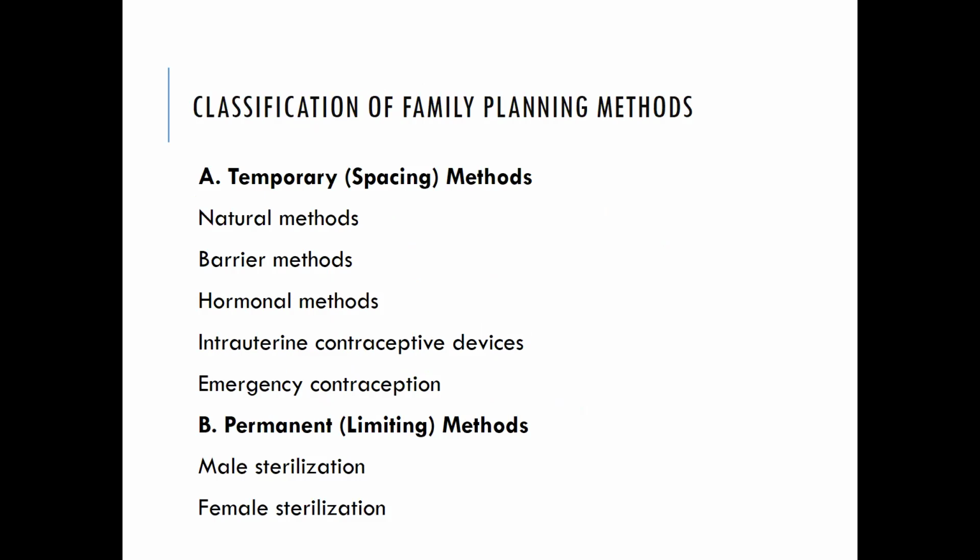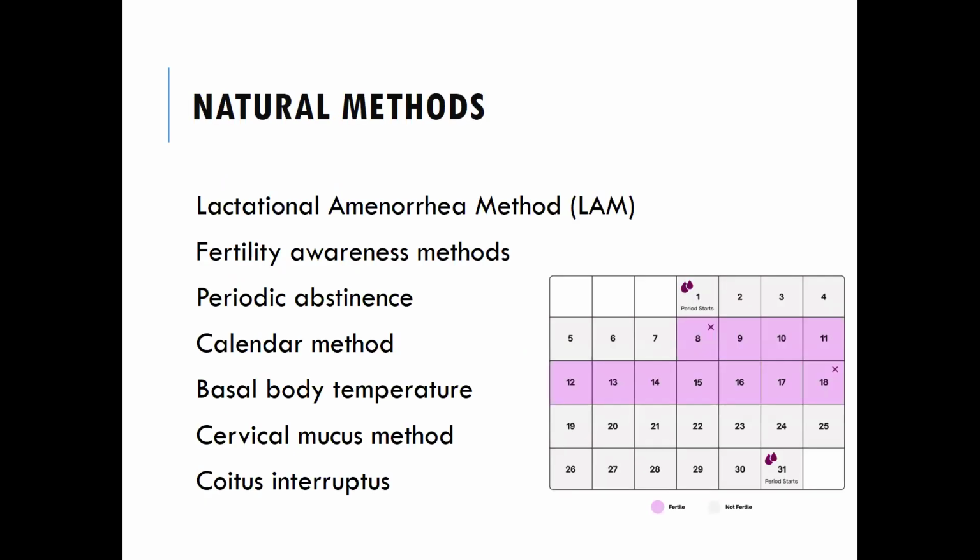So now we come to the methods. We will first classify the methods. There are temporary methods. We can also name them as spacing methods. They include natural methods, barrier methods, hormonal methods, intrauterine contraceptive devices, and emergency contraception. And the second one is permanent, which we name as limiting methods, male sterilization and female sterilization.